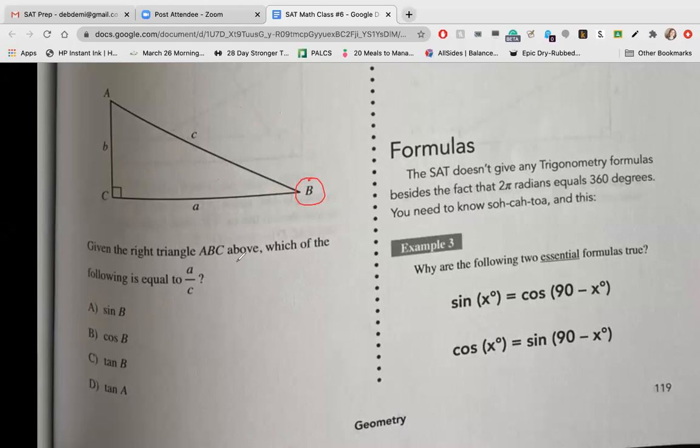Let's do the cosine of B. So cosine of B equals adjacent over hypotenuse. So here's B, adjacent. So it's going to be A over hypotenuse, which is opposite the right angle, over C. And look, ding, ding, ding, ding. We hit it. So this is the correct answer. Now they put these towards the end because they think people don't know trig, so a lot of people miss this. But that's what this one's talking about. Which of the following is equal to A over C.